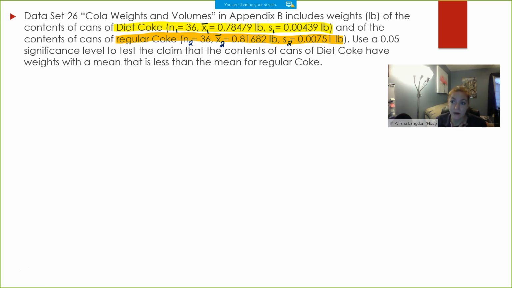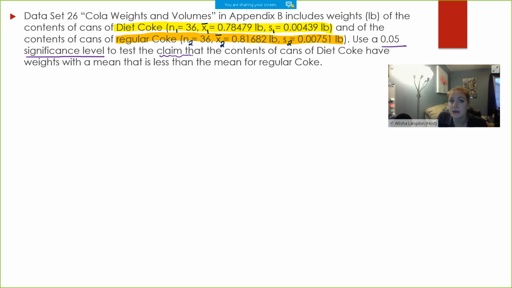Now, we have all the information given to us. We don't actually need to calculate anything, and you might be happy because in your homework, you're going to have all that information given to you as well. So you don't really need to calculate anything like we've done in the past couple examples. Yay! Just go through the hypothesis testing. So use a 0.05 significance level to test the claim.